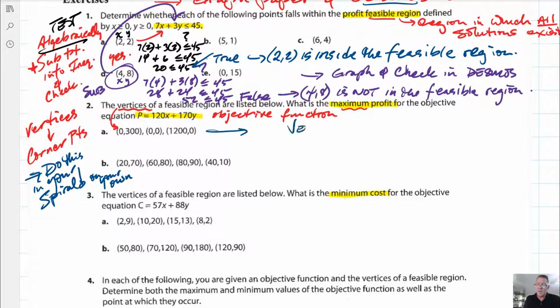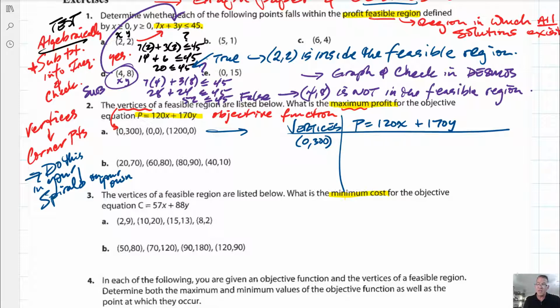Okay, so I'm going to set up a little table here, the vertices here, and the objective function here. So P is equal to 120x plus 170y. All right, and I'm going to test the vertices one at a time. So 0, 300. So x is 0, y is 300.